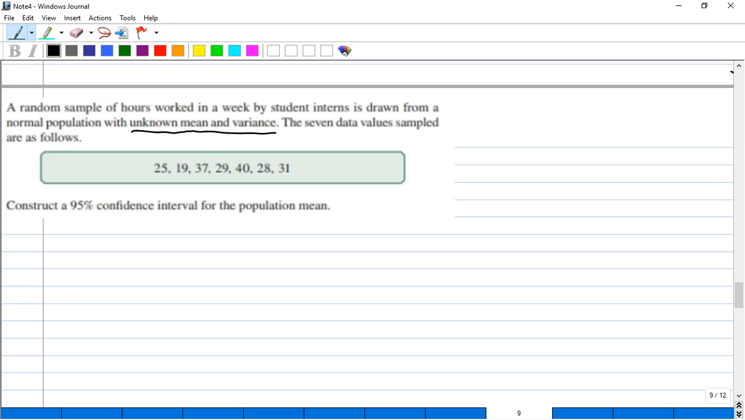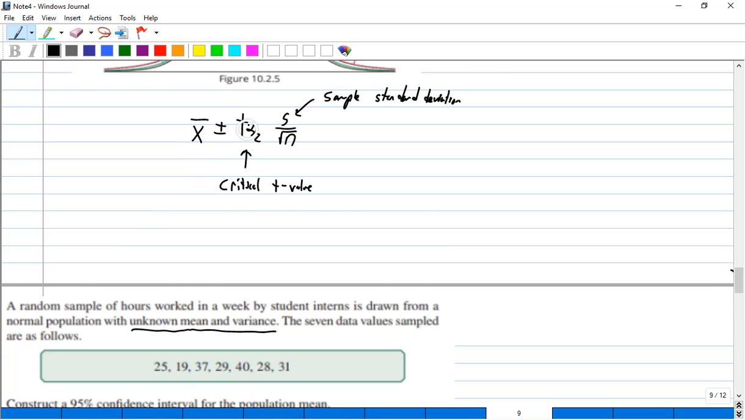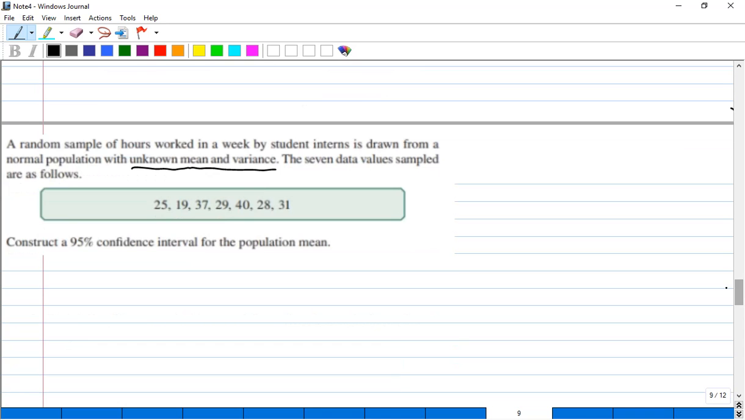All right, so we need a couple of things here. What do we need? We need a critical t-value. We need an x-bar. We need a sample standard deviation. Well, I have one thing. What's n? 1, 2, 3, 4, 5, 6, 7. Okay, n equals 7. So at least it gave me that. Well, it has to give me that.